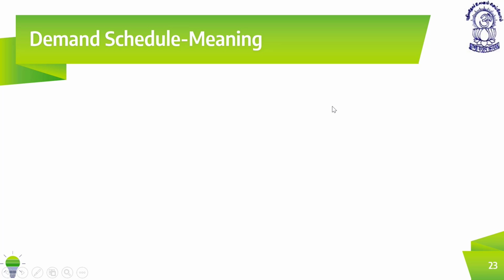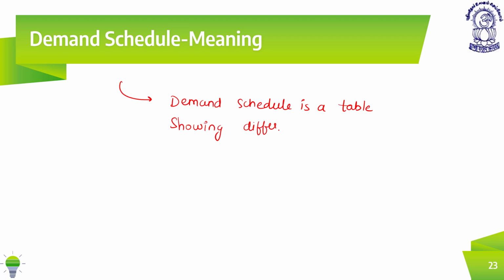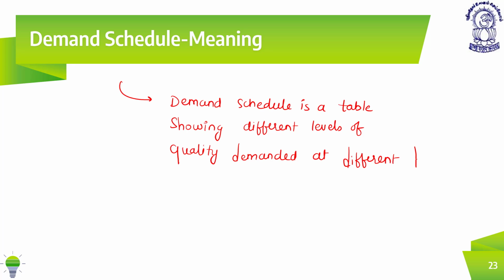We had learned the meaning of demand schedule. So we can write, demand schedule is a table showing different levels of quantity demanded at different prices. Okay?